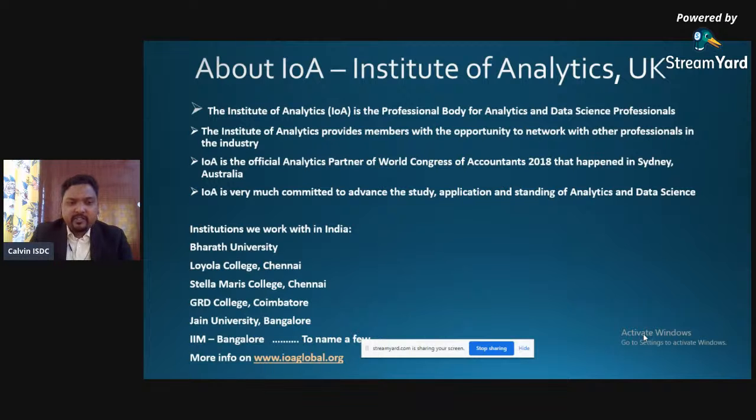These are certain institutions that we work with in India, especially in Tamil Nadu. We work with Bharath University, Loyola College in Chennai, Stella Maris, GRD, GR Damodaran College of Arts and Science in Coimbatore, Jain University in Bangalore, and even IIM Bangalore. In IIM Bangalore, we have a department called DCAL, Department of Computer Analytics Lab, which is completely trained by IoA professionals. More information on IoA is available on ioaglobal.org.